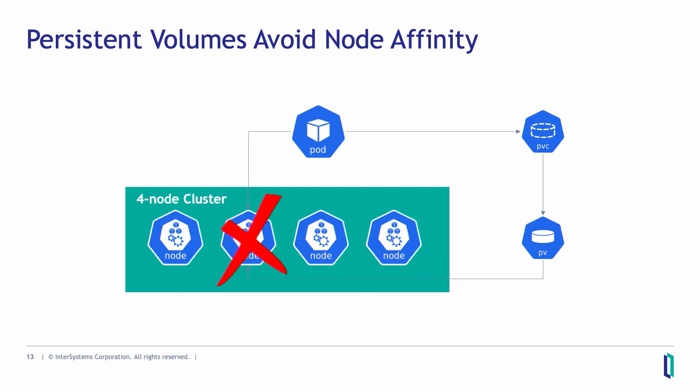So we see what will happen. Kubernetes restarts the pod on node 4, and the physical volume follows along, preserving the durable data we've associated with the pod, and ultimately the IRIS instance and associated databases and namespaces.